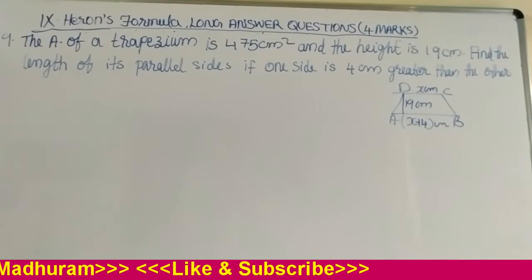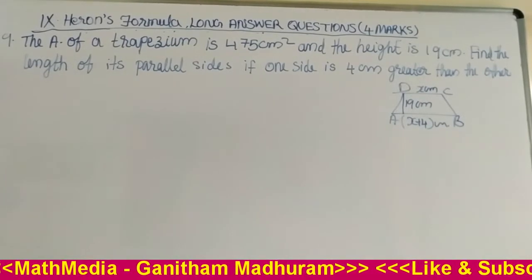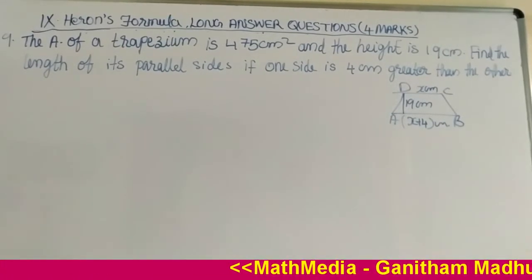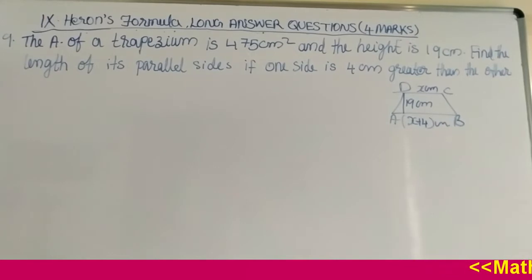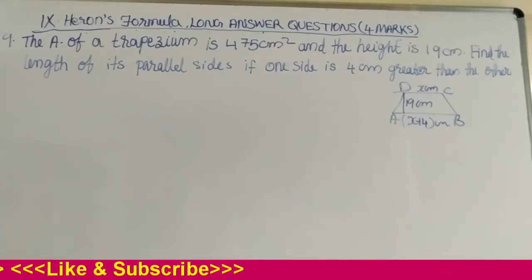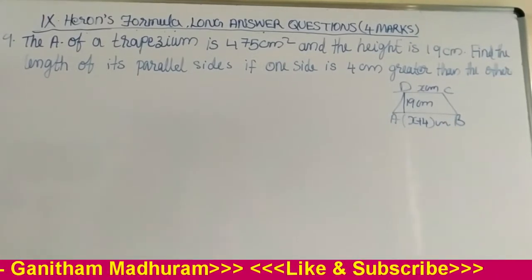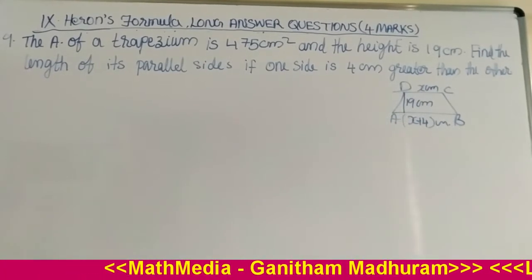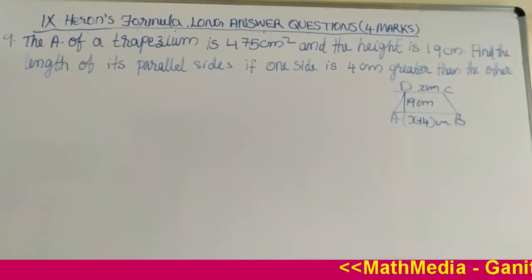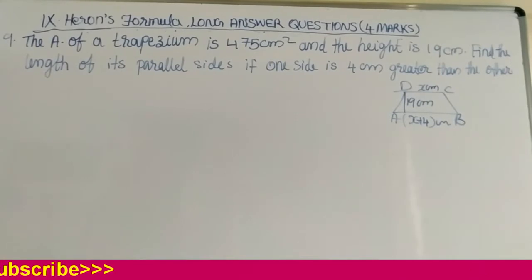The area of a trapezium is 475 centimeter square and the height is 19 centimeter. Find the length of its parallel sides if one side is 4 centimeter greater than the other side.